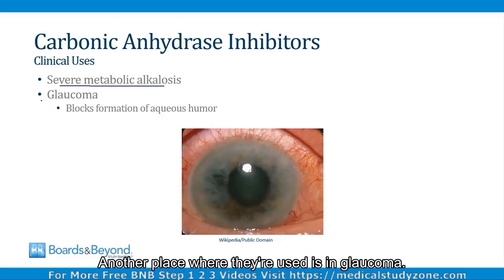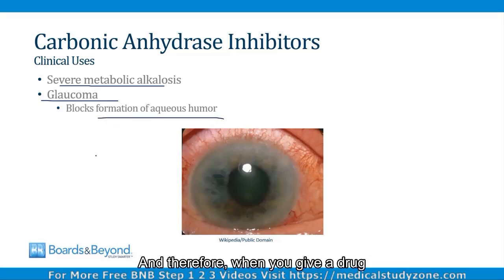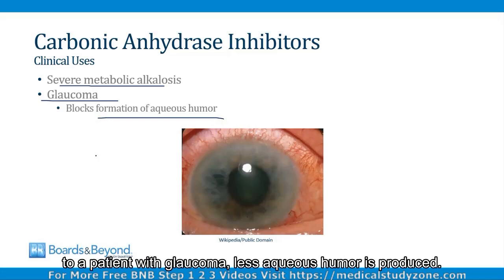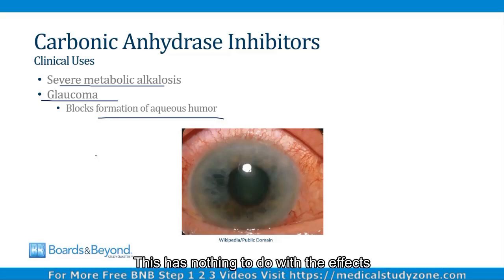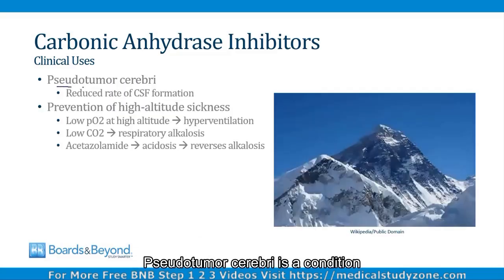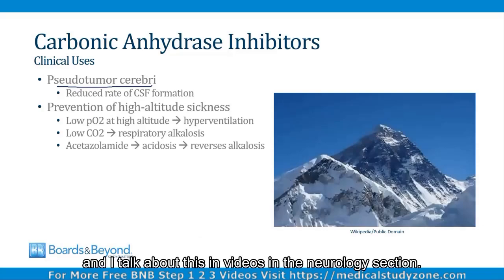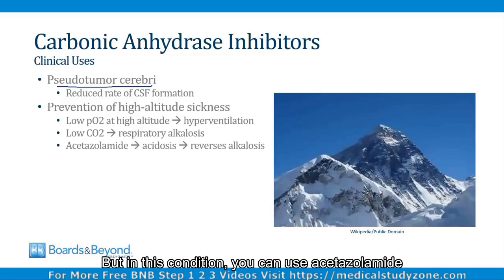Another place where they're used is in glaucoma. That's because the enzyme carbonic anhydrase is important for the formation of aqueous humor, and therefore when you give a drug to a patient with glaucoma, less aqueous humor is produced. This has nothing to do with the effects of carbonic anhydrase inhibitors on the kidneys. Pseudotumor cerebri is a condition in which there's increased intracranial pressure, and I talk about this in videos in the neurology section. But in this condition, you can use acetazolamide because carbonic anhydrase is important for formation of cerebral spinal fluid.